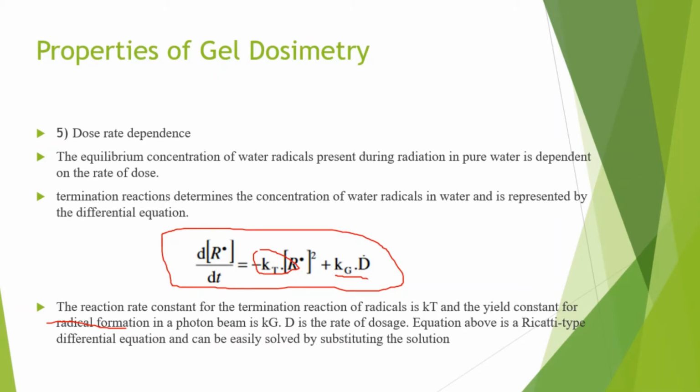and the equation above is a Riccati type, which is a differential equation that can be easily solved by substituting the solution. If you want to use this equation, we need to substitute what type of polymer we use to determine the concentration of water radicals in the gel dosimetry.